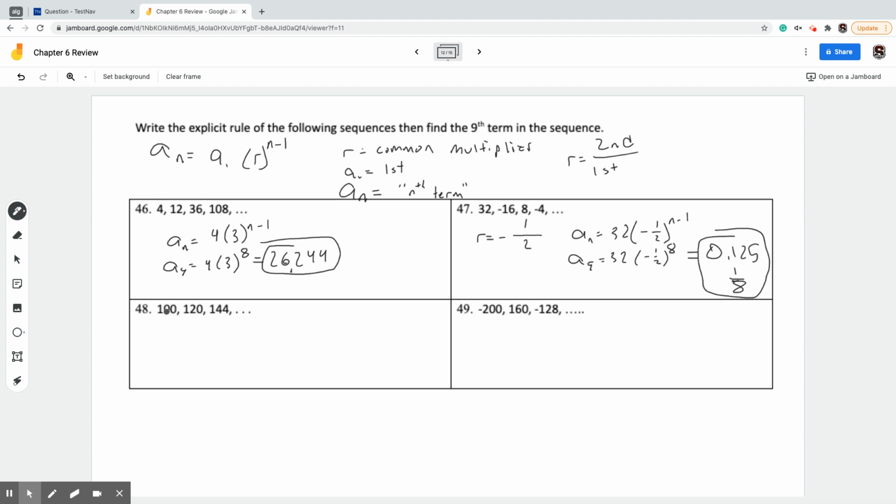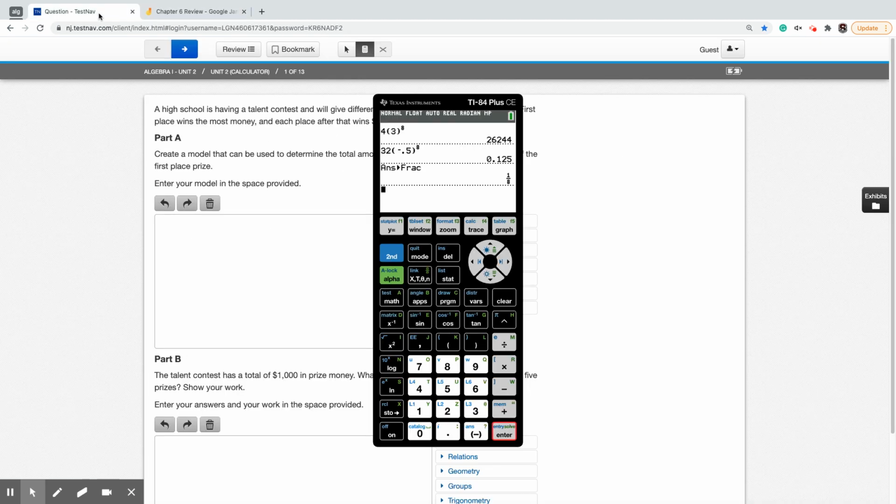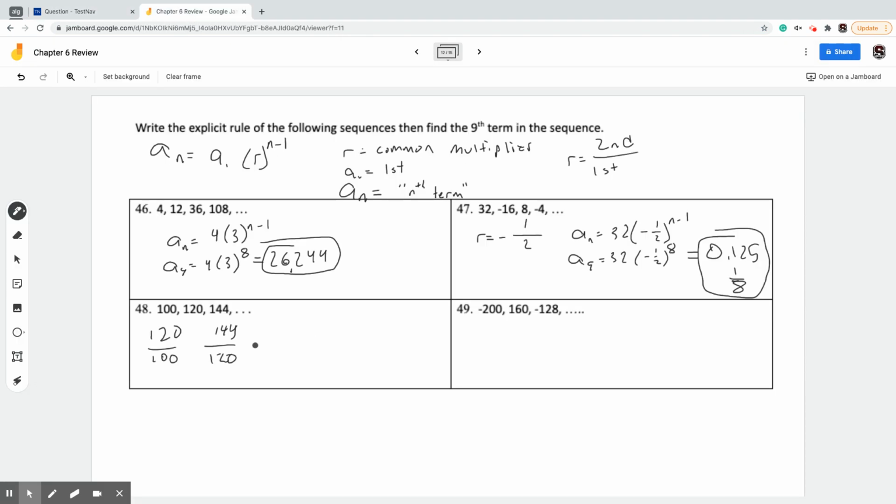This one is 100, 120, 144. So it's a little confusing. Let's see if we could do the second over first. So we're going to do 120 over 100. We're also going to do 144 over 120 and just double check. 120 divided by 100. All right, 144 divided by 120, making sure that these decimals are the same. Oh, there we go. Okay, 1.2. So these are equal. So I could say my r equals 1.2.